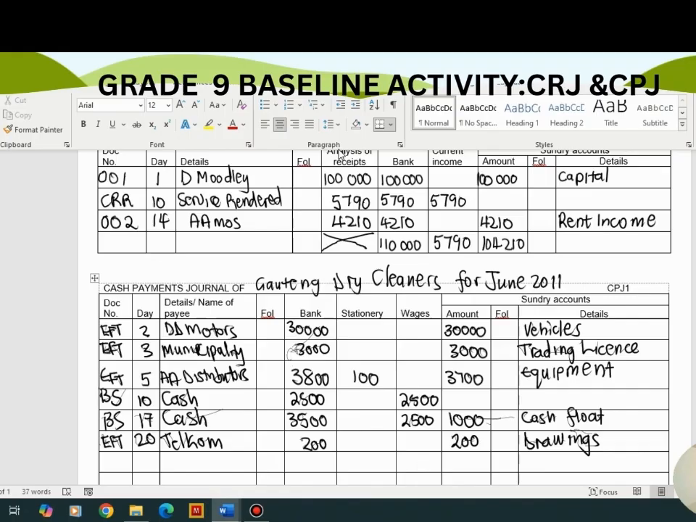Then in the cash payment journal, if we add the bank column, it is going to give us 43,000. Then the total for stationery is 100. The total for wages is 5,000. Then the total for sundry accounts is 37,900.